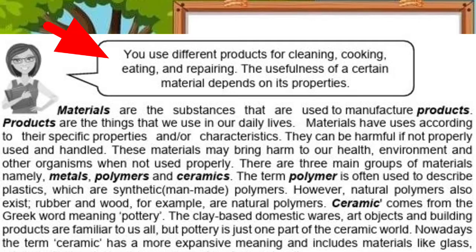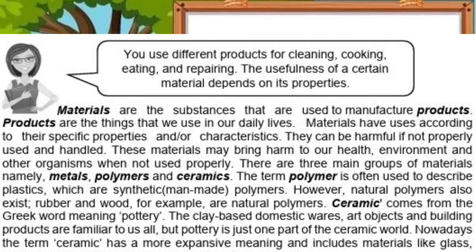So, you are using different products for cleaning, cooking, eating, and repairing, right? The usefulness of a certain material depends on its properties. So at home, you use different things, different materials. Materials are the substances that are used to manufacture products.